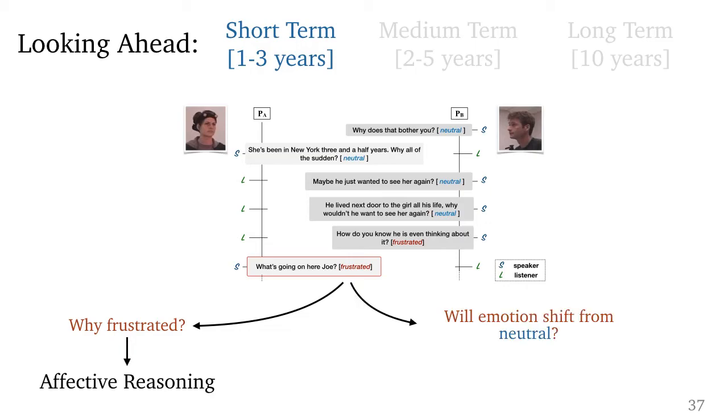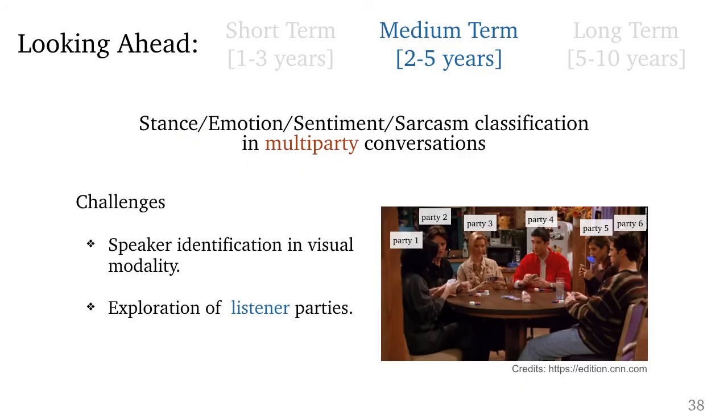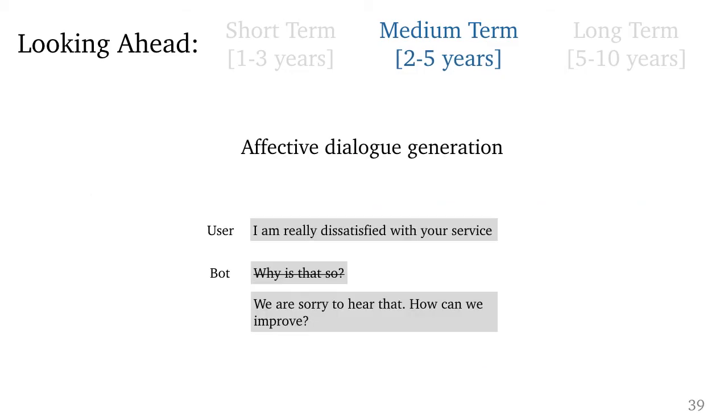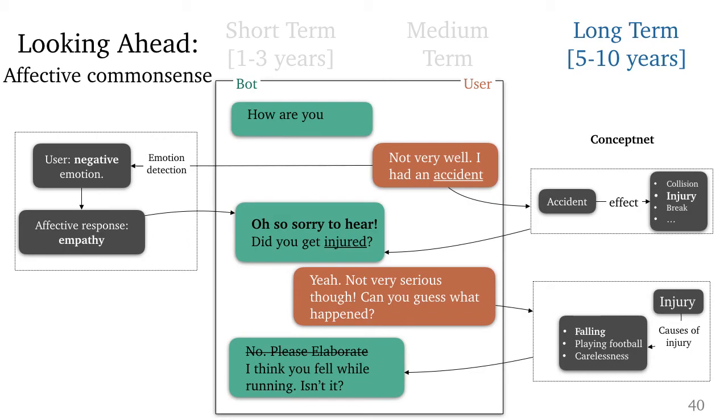Then, as I explained before, we should also understand whether we can predict that there will be an emotion shift from neutral to frustrated. This is called emotion shift, which is a much harder problem. Then in multi-party conversation, identify the speakers in the visual modality, and also explore the listener parties, how their behavior is changing based on the speakers. Then affective dialogue generation, I showed this example before.